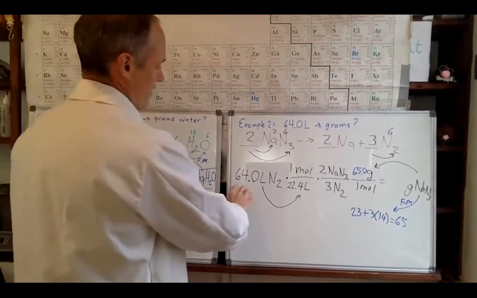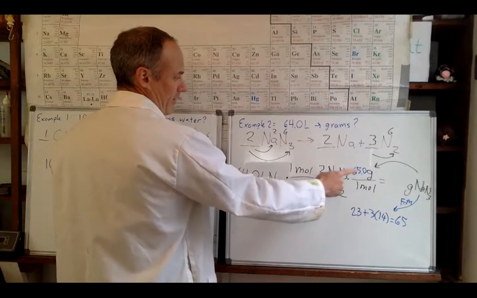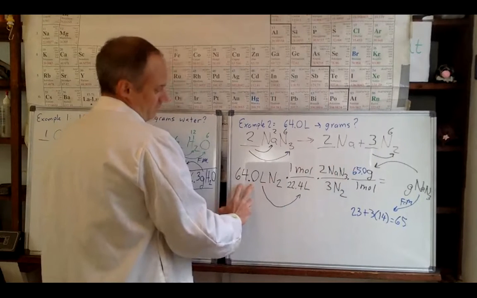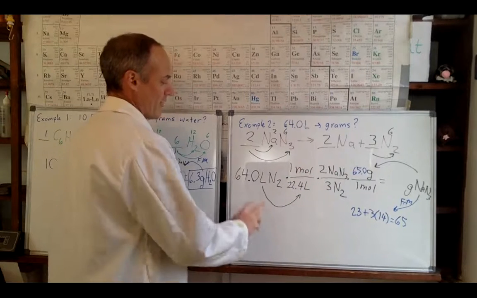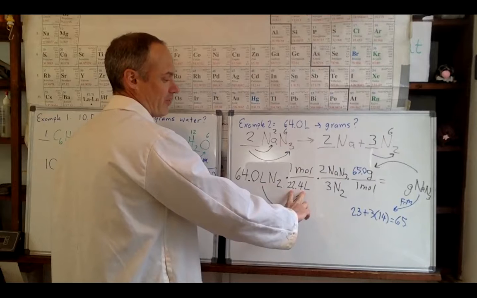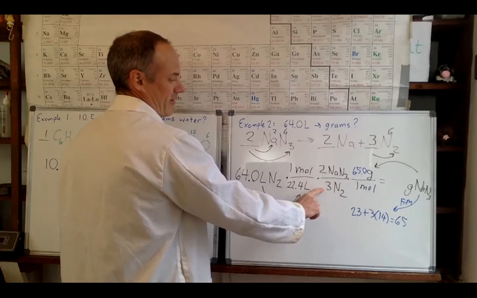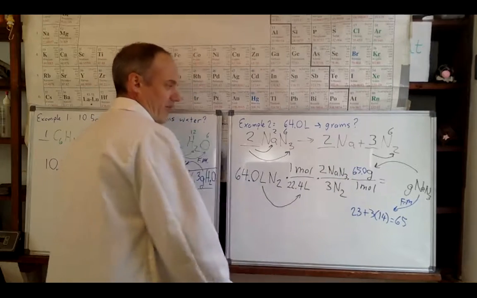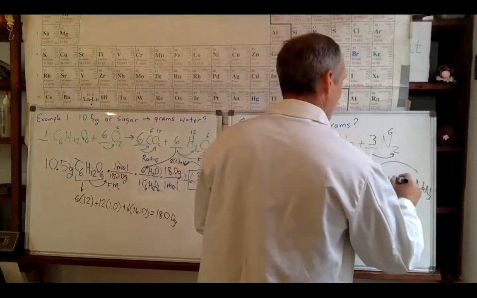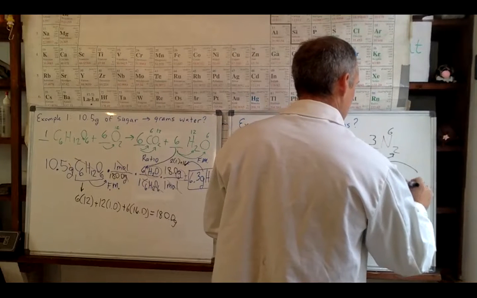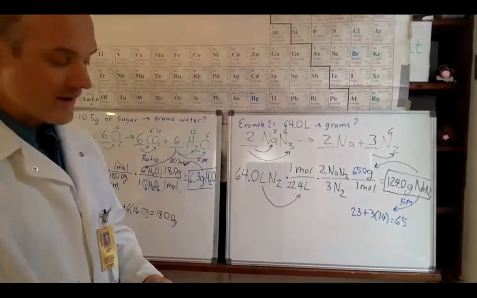run that conversion. So 64 divided by 22.4 times 2 divided by 3 times 65, okay? Anything that's not a 1, you have to multiply or divide by. The 22.4 is on the bottom, so you divide by that. 2 is on top, so you multiply by this. 3 is on the bottom, so you divide by that. And the 65 is on top, so you multiply by the 65, and you get 124 grams. So you need 124 grams of sodium azide.